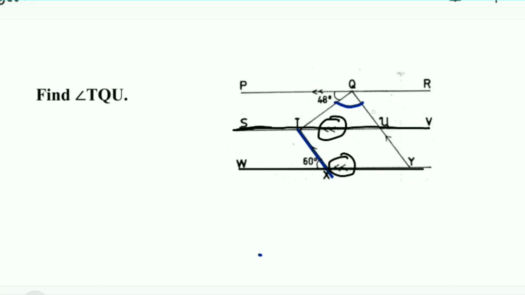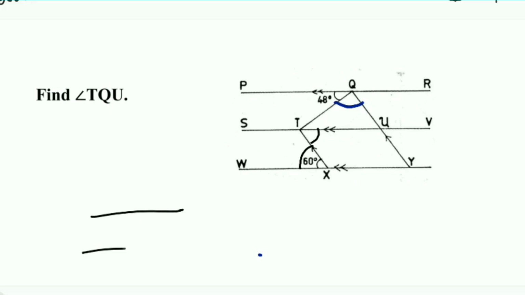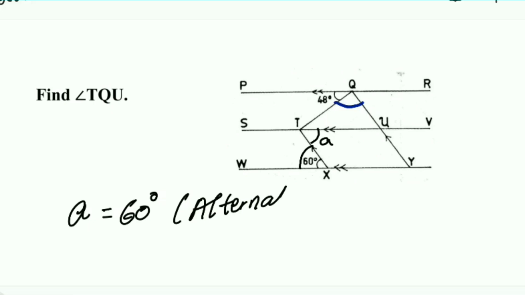Okay, good. So if that serves as a transversal, then let me call your attention to the fact that this angle 60 degrees and this angle here are related. They are related because they are alternate angles. Alternate angles are always within the parallel lines, and they are in opposite directions. They are equal to each other. So if I call this angle A, for instance, I'm going to say that A is equal to 60 degrees, and the reason is alternate angles.